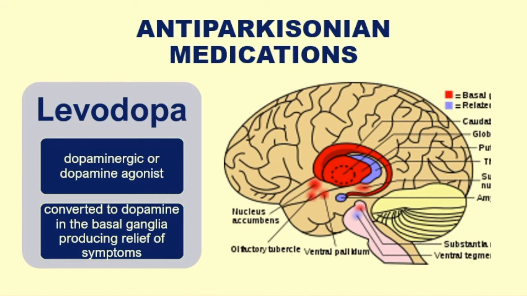Now, what are the medications that we use for this patient? You need to remember that each class of these medications has a different purpose. Your levodopa is one of the mainstay treatments in Parkinson's disease. It is said to be the most effective agent. Class, your levodopa is considered to be dopaminergic or a dopamine agonist. In other words, your levodopa can be converted to the dopamine that can be used by the body. It is converted to dopamine in the basal ganglia, producing relief of symptoms. So take note that the target site for the conversion of your levodopa is the basal ganglia.